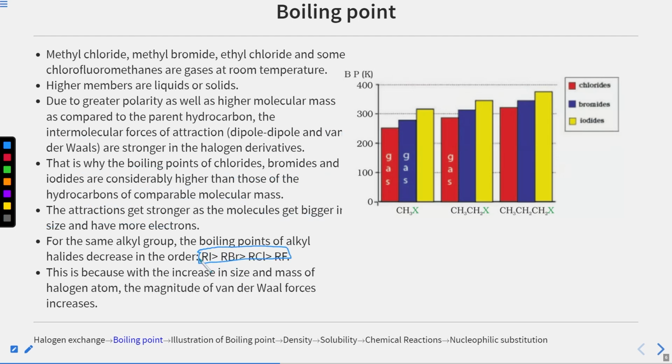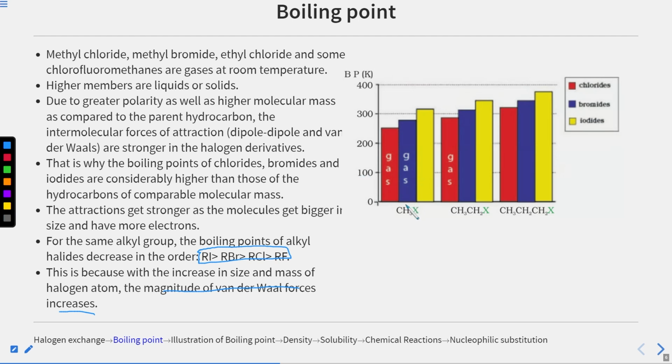Is this clear? Now next, this is because with the increase in size and mass of the halogen atom, the magnitude of the van der Waals force increases. The same thing is written here: since we are using a halogen atom with a greater size, it will have a greater magnitude of van der Waals force. So if you see here, we have put a graphical representation of how the boiling point changes with respect to molecular mass.